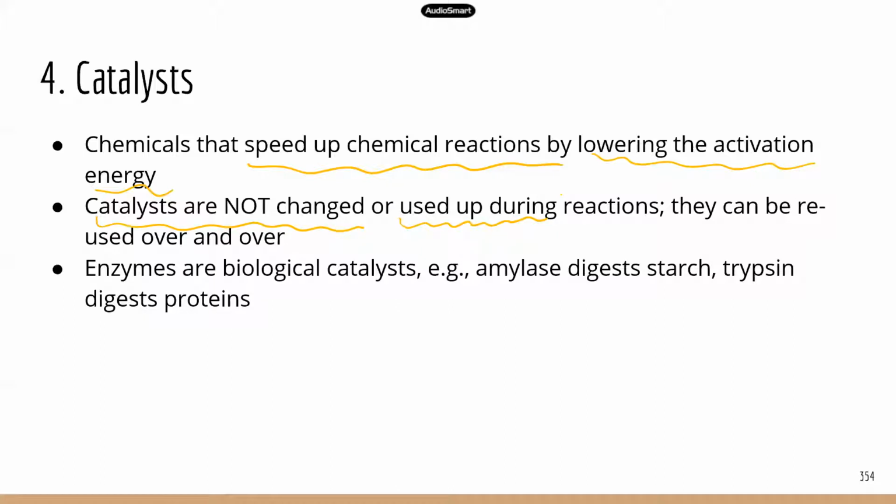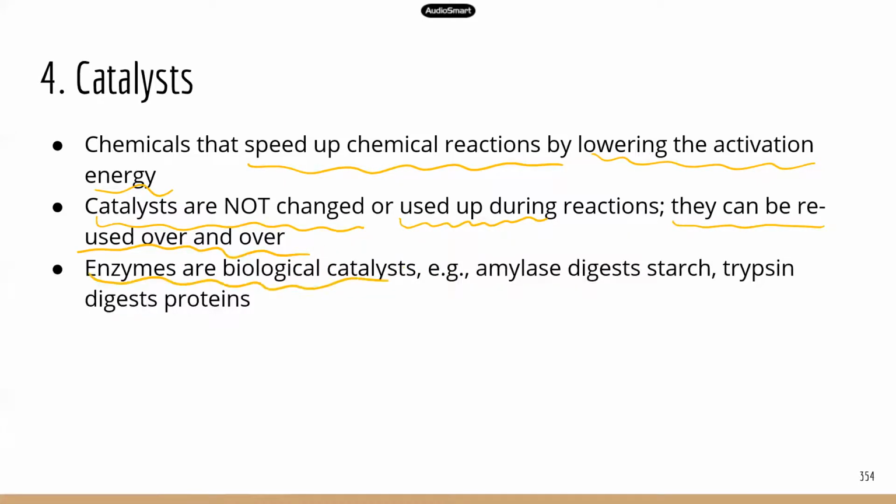And so no matter how many chemical reactions have completed, the amount of catalysts will remain the same. And they can be reused over and over. So whenever a catalyst molecule completes a chemical reaction, it can be reused again. It will just go find another substrate and start a chemical reaction. Okay? So catalysts are not changed or destroyed in chemical reactions. They can be used over and over.